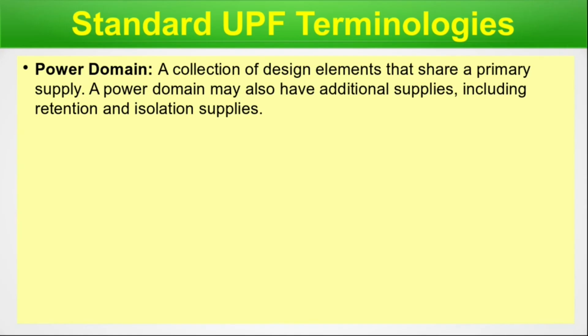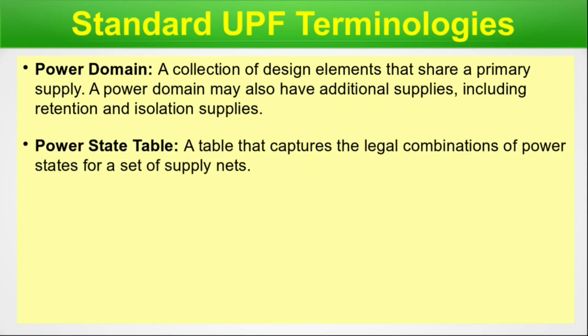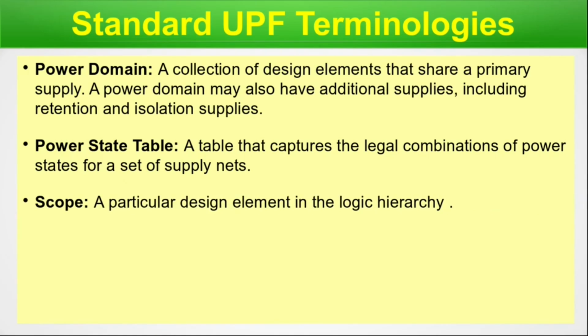Pictorially, I have already shown you. Power state table: a table that captures the legal combinations of power states for a set of supply nets. If we have multiple supply nets, there could be combinations, and there could be a lookup table that is referred to as the power state table. So a particular design element in the hierarchy.